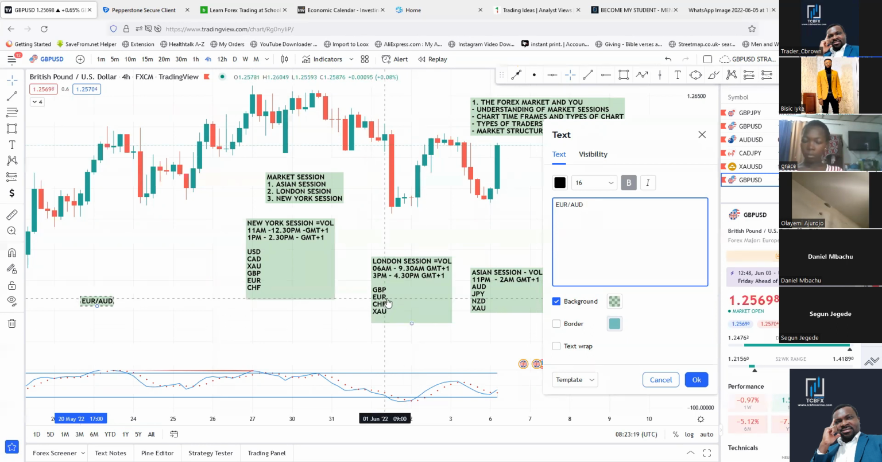Because AUD is strong in the London session and the other currency is weak in the London session. So I'll look at the chart to be able to position myself to trade that. Are you following now? The same thing you would do with other currency pairs.